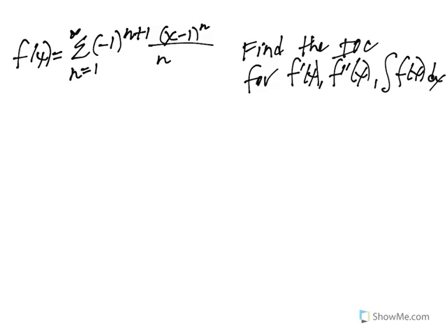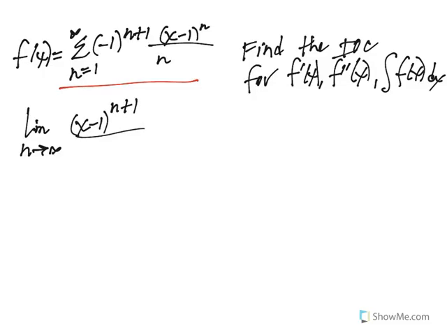So let's go ahead and test the interval of convergence on the original. Let's just use this and find out where it actually converges. So again, we use the ratio test. I take the limit as n goes to infinity of x minus 1 to the n plus 1 all over n plus 1 times the flip of the original, which is n over x minus 1 to the n, absolute valued.